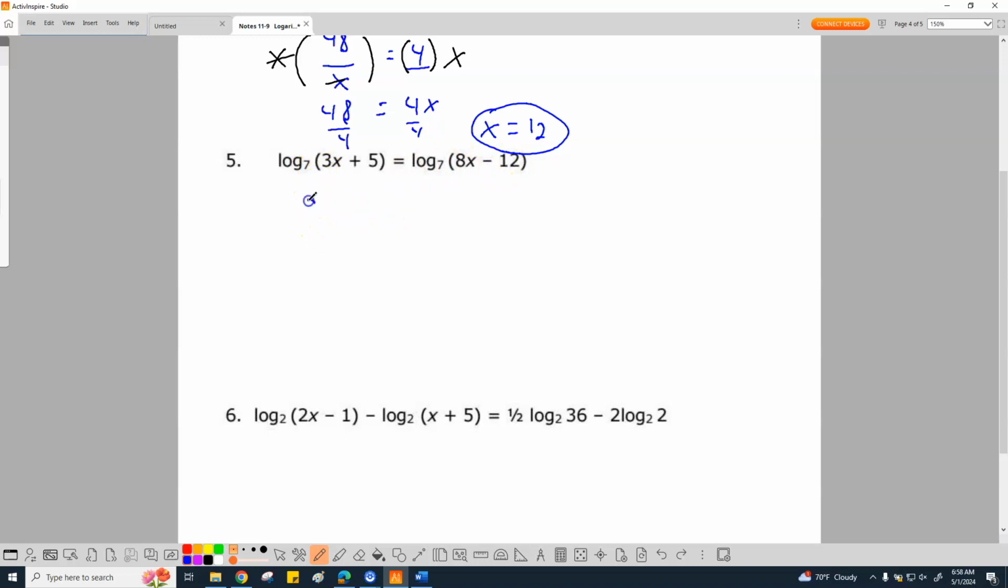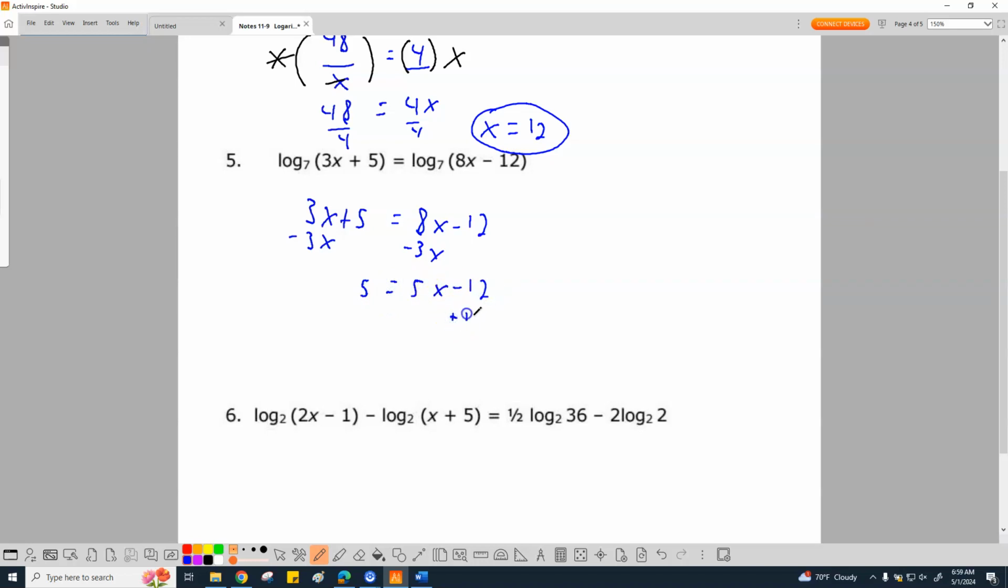And they both have log base 7, so check out what I can do. I can just go straight into this. Already set it equal to each other. I'm going to subtract my 3x. Whenever we group, we got to make sure to subtract. So I end up with 5 equals 5x minus 12.